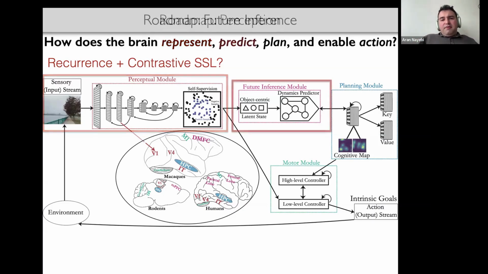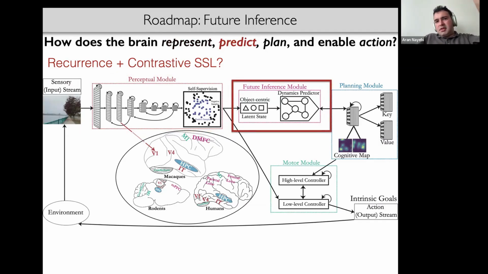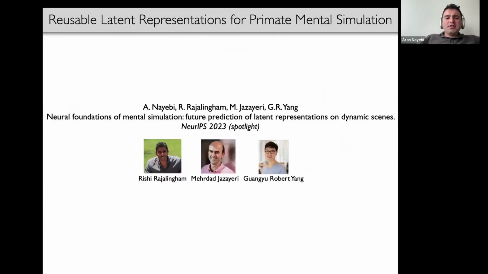Now, on to the next portion of this agent, which is predicting the world, right? We don't just represent the world in the time step that we're in. We can also predict future states based on those representations that are passed to this future inference module, this world model. And this was work I did in my postdoc.